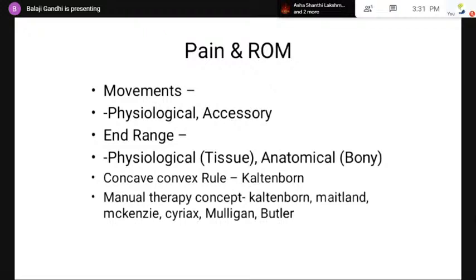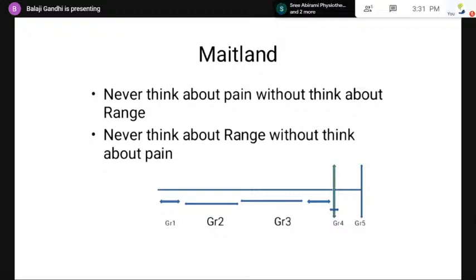The Maitland concept says: never think about pain without thinking about the range, and never think about the range without thinking about the pain. This is the main Maitland concept. If you want to improve the range of motion, first of all you have to think about pain reduction. Without thinking about pain, you cannot improve the range. If you want pain reduction, you have to think about the range of motion. When the range of motion is increased, pain reduction will automatically follow. So this is the Maitland tool.